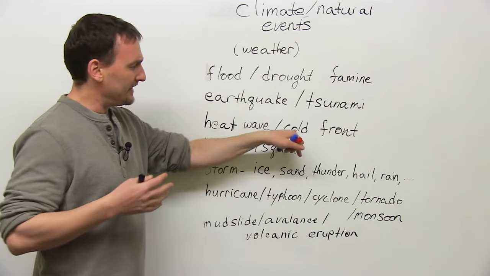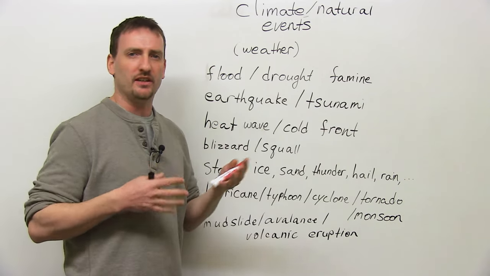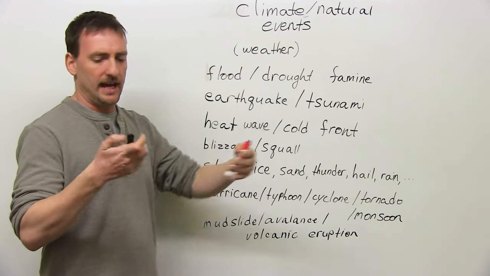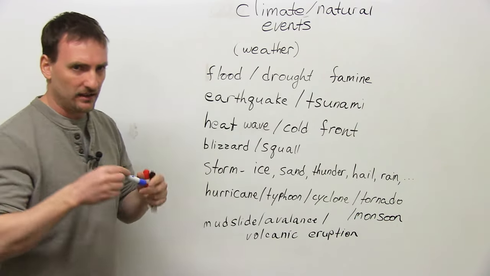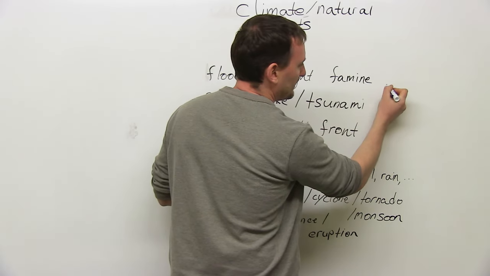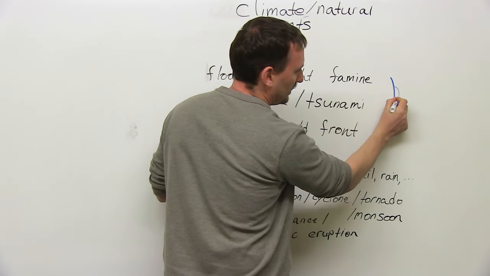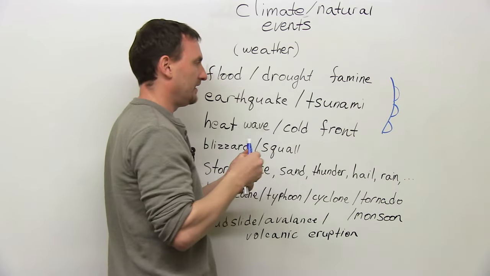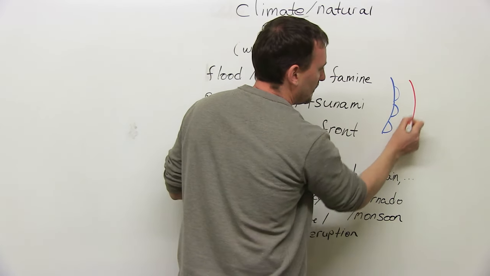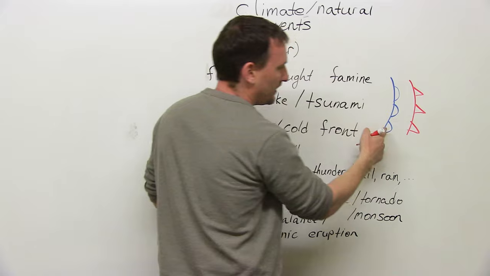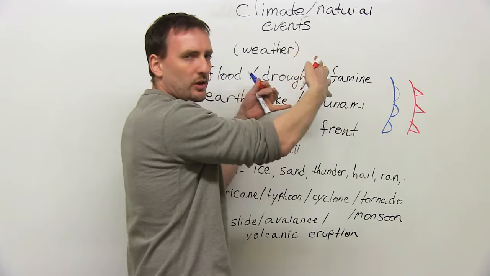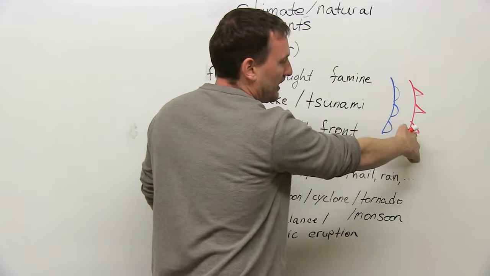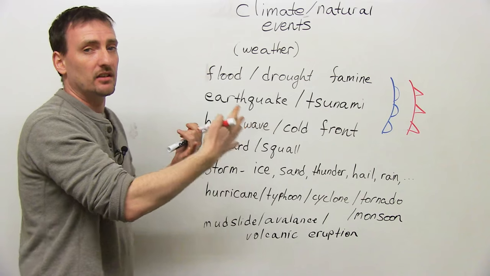Next, and this is what we're experiencing lately with climate change, global warming, whatever you want to call it, heat waves and cold fronts. Now, if you watch the news, the weather channel, for example, sometimes you'll see something like this. You'll see lines with semicircles moving. Other times you'll see red lines with triangles moving. The blue lines, these are cold fronts, means a very cold mass of air is moving. The red one, same thing, but heat, a lot of heat.